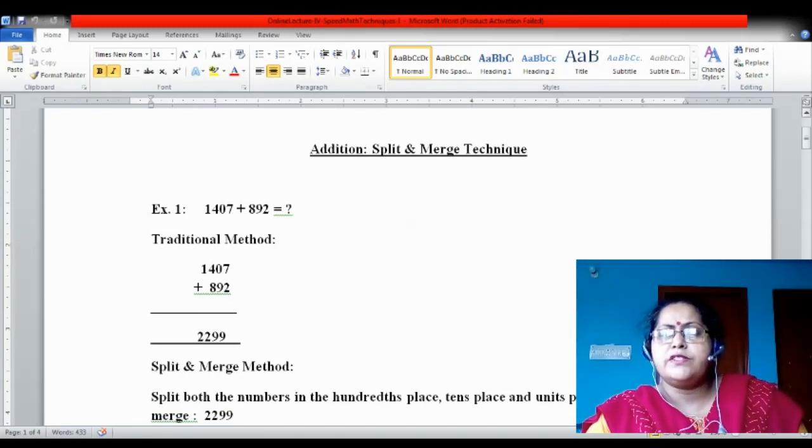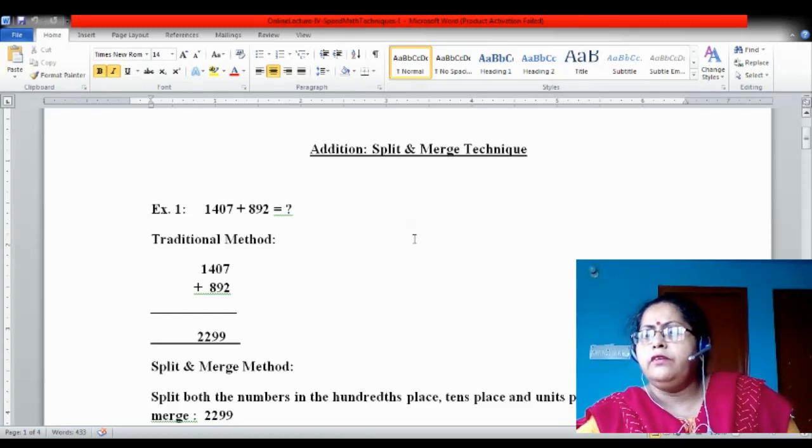How? I have not written the steps because I want you to avoid paperwork and do it mentally. So if you forget the traditional method and just look at the numbers, here I have 1400 and I have 800. So 14 and 8 make 22, so directly I get 2200. Now if I look at the tens place, it's 0 plus 7 is 7, and then 7 plus 2 is 9. You get the answer much more quickly instead of writing it here.